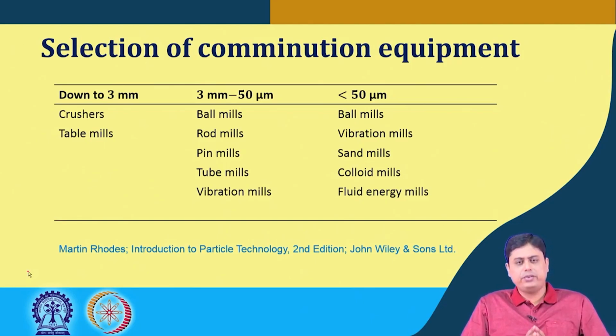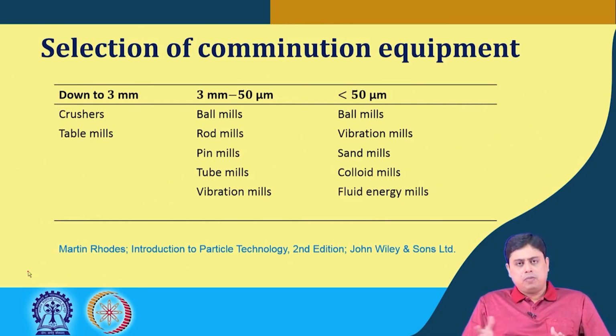Ball mills have a wide range of applications and can handle a wide range of particles. From 3 millimeter to 50 micron, there are several types of mills: ball mills, rod mills, pin mills, tube mills, vibration mills. All these mills are specific in nature. We have not gone through the details of all the mills individually, as it would take a huge amount of time. We have gone through the overview and seen one example in each case, which serves the purpose of giving an overall idea of how each is used and what kind of stress mechanism it provides for size reduction.